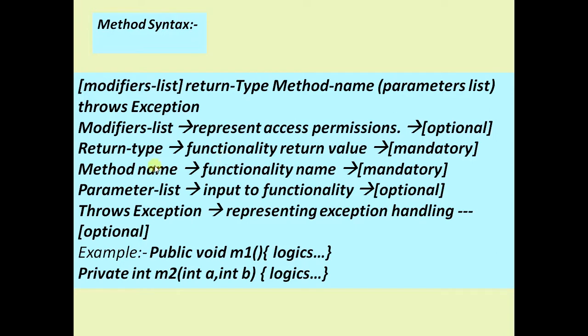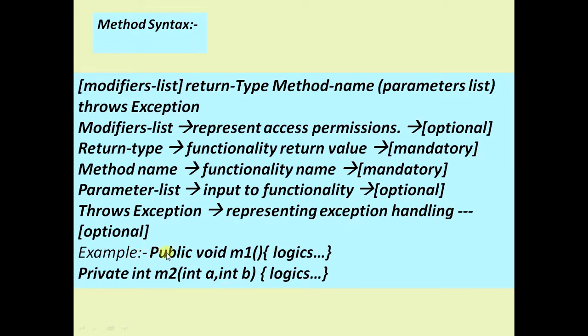This is also mandatory. Method name. The method name defines the functionality name, that is, which operation the method is going to perform. This is also mandatory. Parameters list. This is optional, because if we want to provide parameters, then we provide them, otherwise no need. Throws exception is also optional. This represents exception handling. We will discuss it in exception handling.